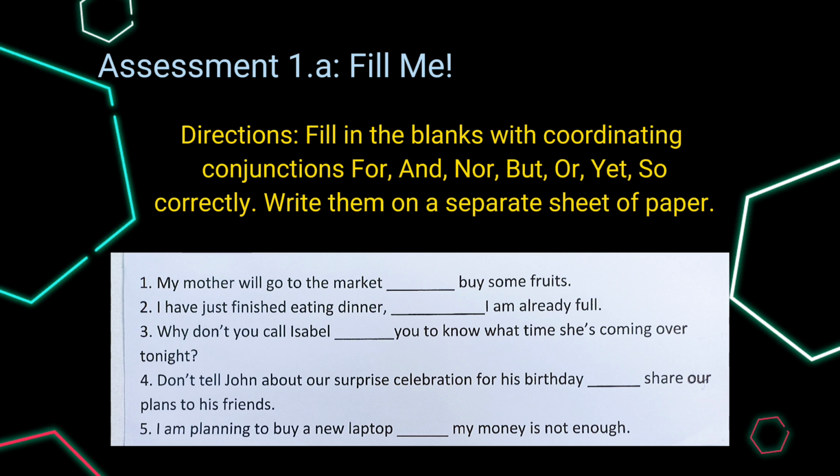Number 4. Don't tell John about our surprise celebration for his birthday, blank, share our plans to his friends. Number 5. I am planning to buy a new laptop, blank, my money is not enough.